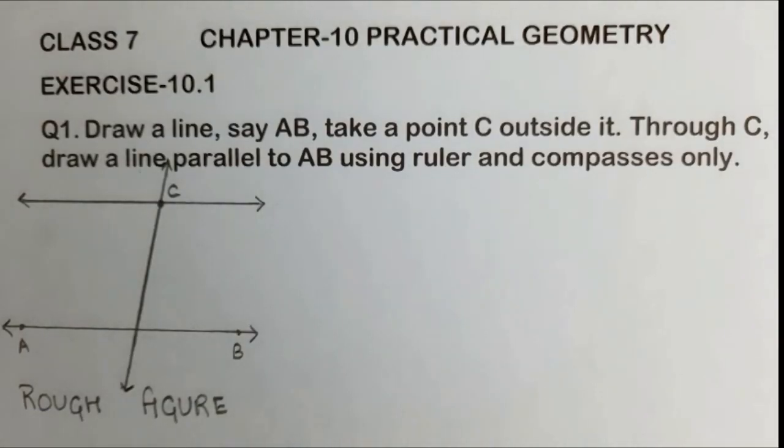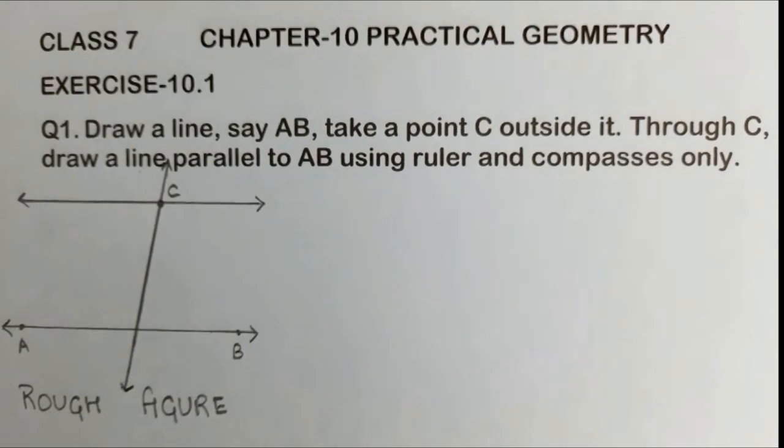Hello students, in this video we are going to learn about constructing a line which is parallel to a given line and passes through the point given. So question number 1 of exercise 10.1 says, draw a line AB, take a point C outside it. So we've taken a line AB, that's the rough figure for the question.